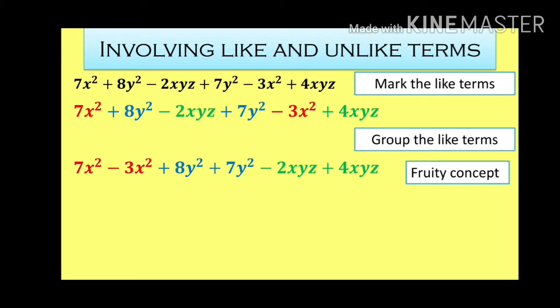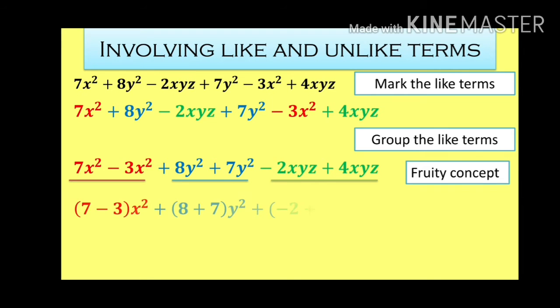As you have done the fruity concept, apple with apple, orange with orange. So x squared with x squared, y squared with y squared, xyz with xyz. That's the rule. So we'll group them: 7x squared minus 3x squared plus 8y squared plus 7y squared minus 2xyz plus 4xyz. So we have grouped them with the sign. Remember here, with the sign we will just group them.